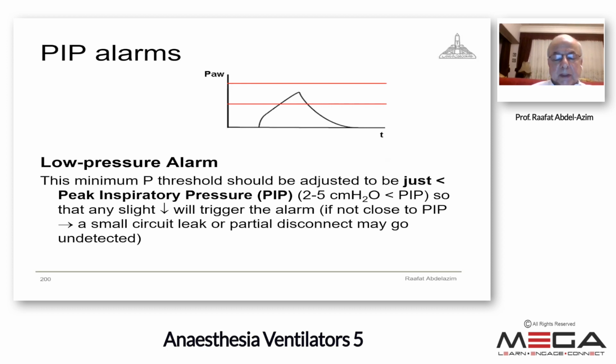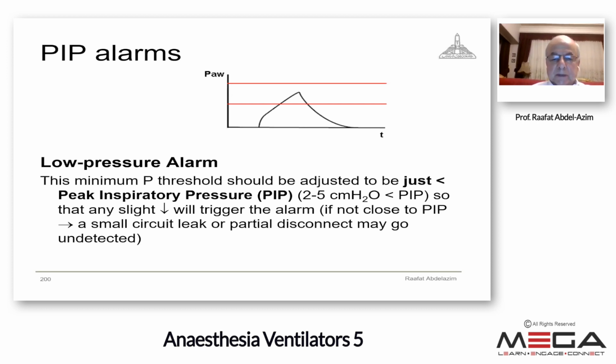Regarding the low pressure alarm, it is the low pressure alarm of the peak inspiratory pressure. As you see in the graph, we need to keep the values of upper alarm limit and lower alarm limit ranging above and below the peak inspiratory pressure. Regarding the low pressure, it should be adjusted just below the peak inspiratory pressure for each patient. Now, we'll not adjust the low pressure alarm for all patients. It is only for each patient.